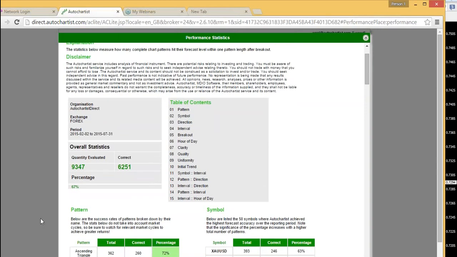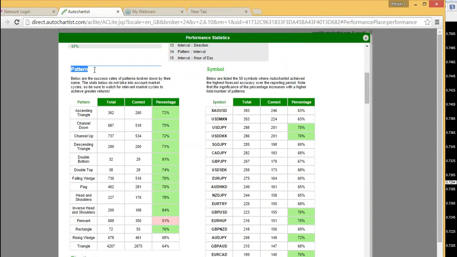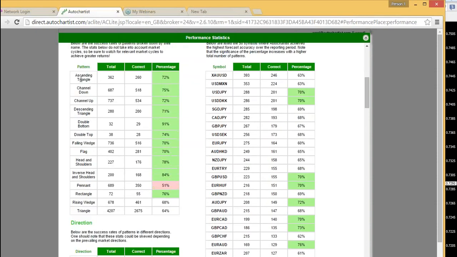First of all, I can see here a 67% success rate. That means that in the last 6 months, there were 9,347 patterns. That's quite a lot of patterns that were found, and 6,251 were successful. Now, if we come down here, it breaks it down even more. So first we start off with the patterns, and you can see the different types of patterns we have in chart patterns. We have ascending, channel down, channel up, and all the classical chart patterns.